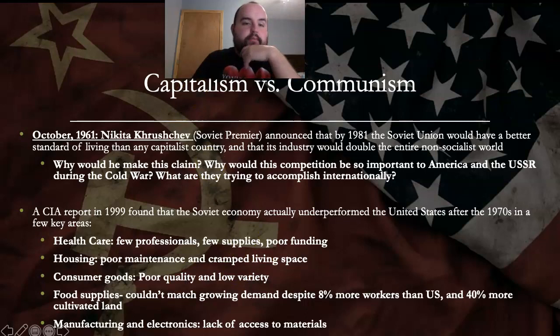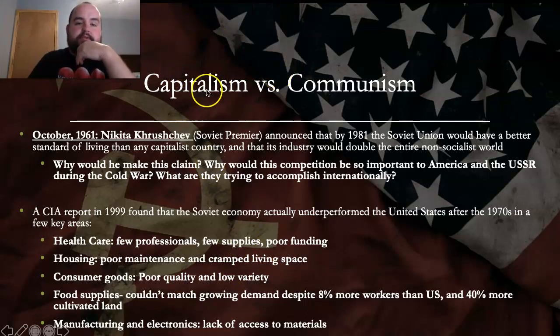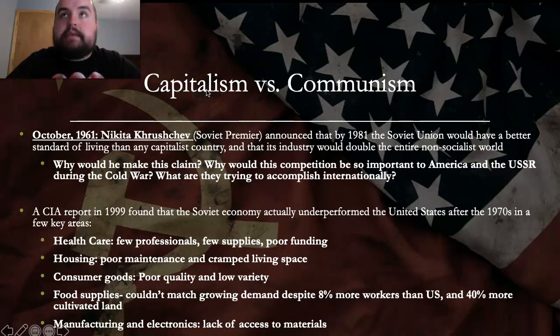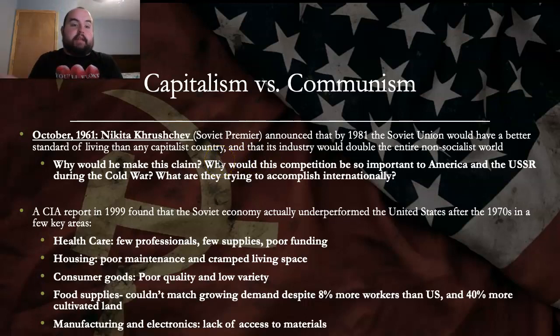Now, to wrap things up, we will look a little bit at the overall competition between capitalism and communism. This competition was summarized in October of 1961 by Nikita Khrushchev, who was a Soviet premier, president/dictator at the time. He announced that in 20 years, by 1981, the Soviet Union would have a better standard of living than any capitalist country, and that its industry would double the entire non-socialist world. Now, why do you think he would make this claim? And essentially, what are both groups trying to accomplish with this competition?